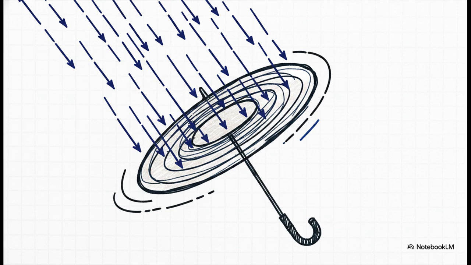Picture holding an umbrella in a rainstorm. The magnetic field lines are the raindrops, and your wire loop is the umbrella. If you change the amount of rain passing through the area of that umbrella, like maybe the rain suddenly gets a lot heavier, or you tilt the umbrella, you are changing the magnetic flux. That change, that disruption, is exactly what forces the electrons in the wire to start moving.